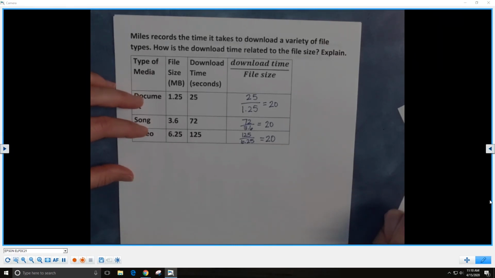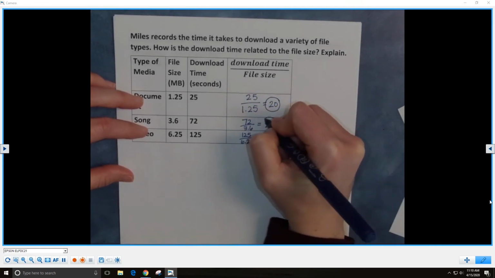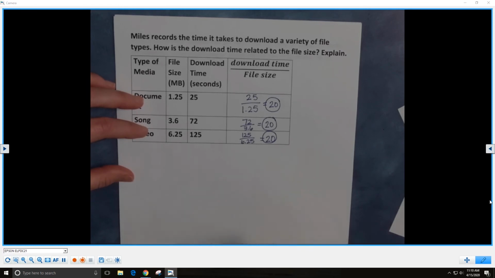How do you know? The ratios are equivalent. They all have the same unit rate. This means that the download sizes are proportional. Let's try another example.